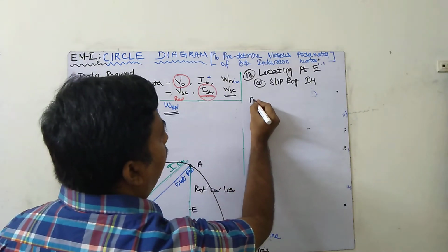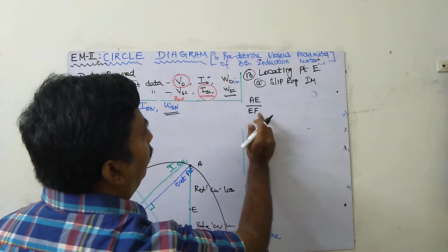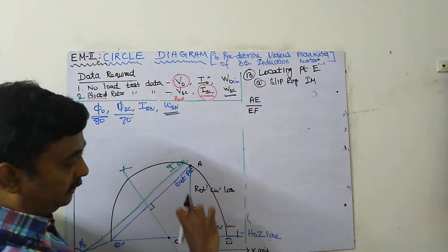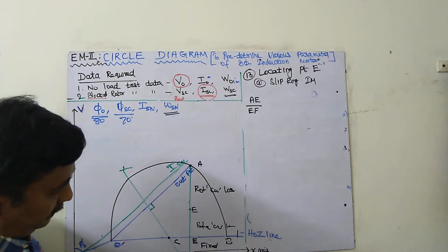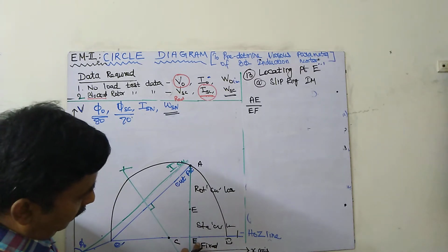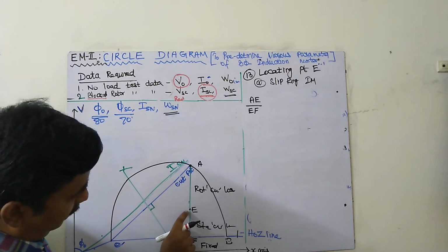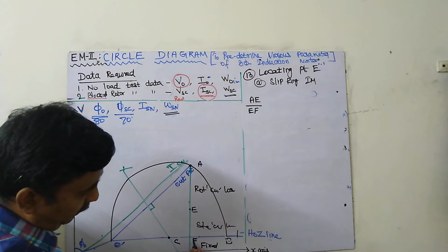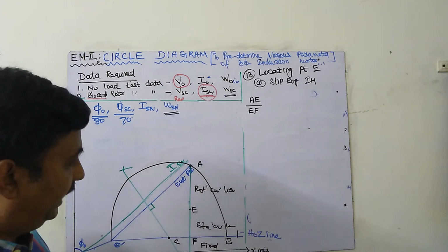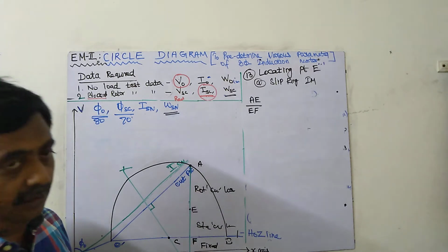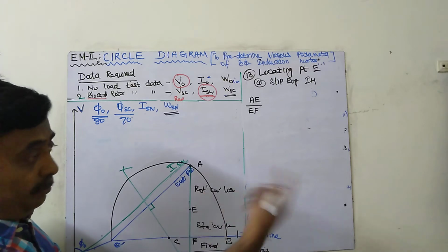So what is AE by EF? AE is the rotor copper loss and EF is the stator copper loss. Sorry, I have made a mistake. This is not E, this is F. The point is F, not E. Previously I have written ED, but it is FD, equal to fixed losses. Please correct it. FD is equal to fixed losses.